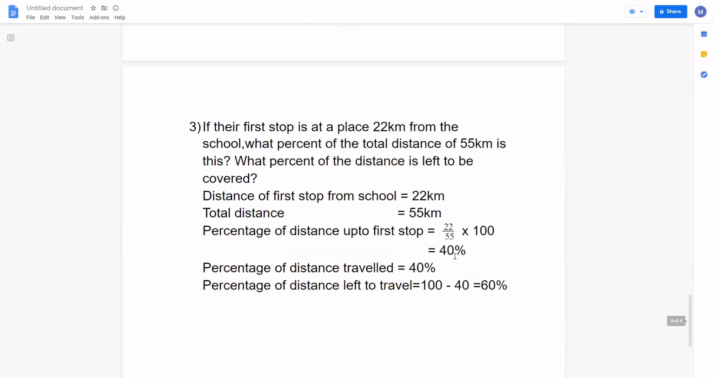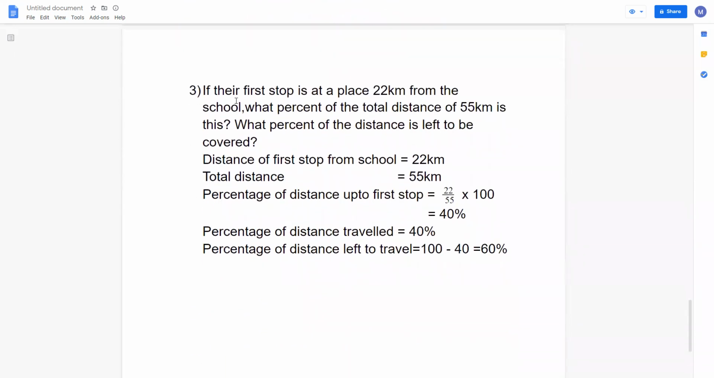Now one more part is there. See the third part of the question. If their first stop is at a place 22 kilometers from the school, what percent of the total distance of 55 kilometers is this? What percent of the distance is left to be covered? That is, they are not going directly to the final point of the picnic spot. They are stopping on the way at a distance of 22 kilometers. That is, from the school starting, after 22 kilometers, their first stop is coming.